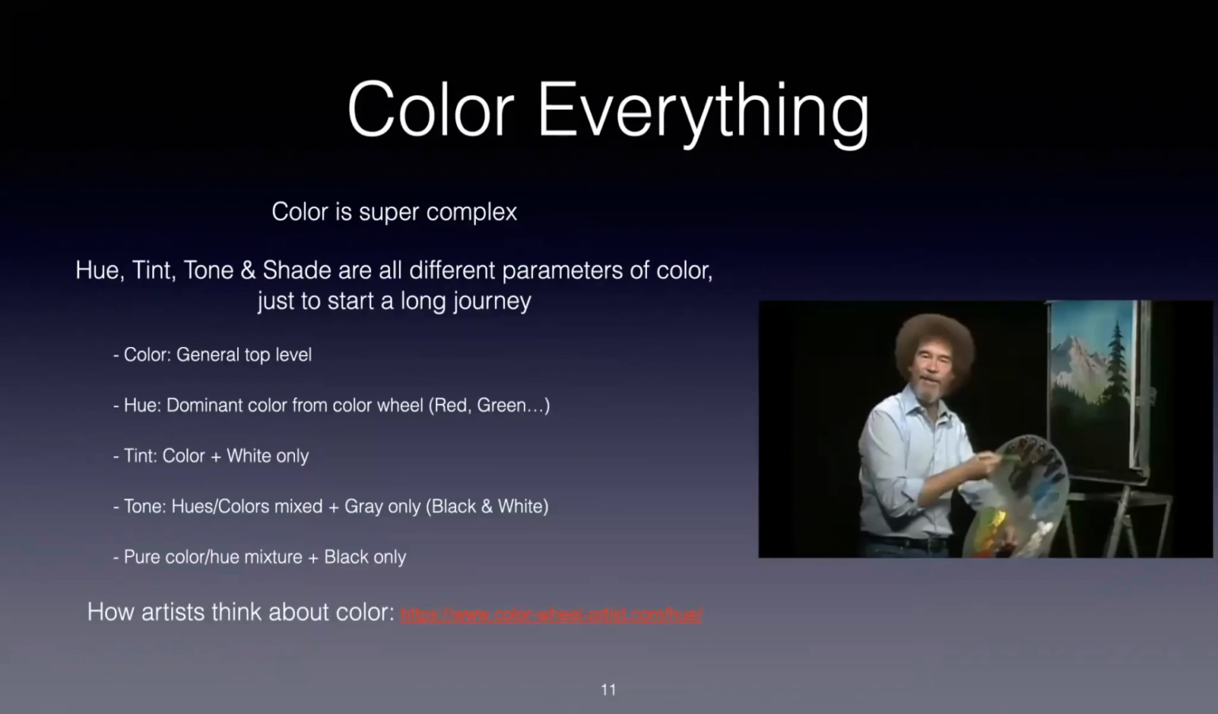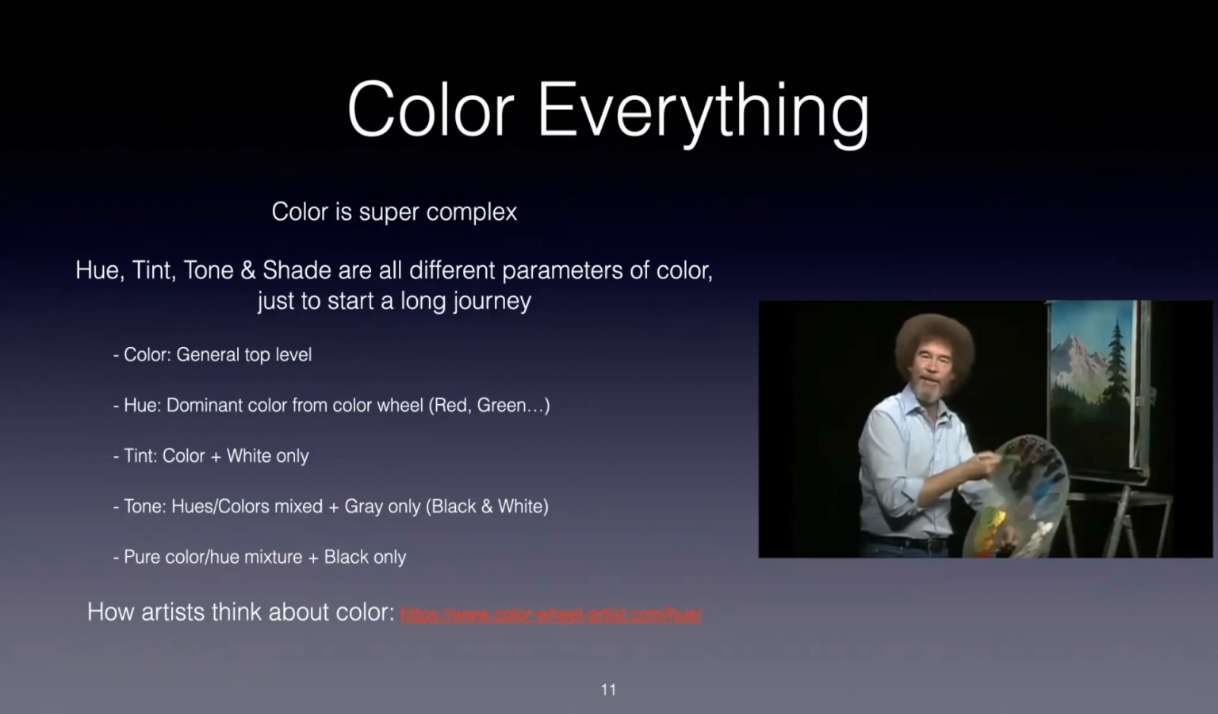There's hue, tint, tone, and shade, which are different parameters of color. Color is just the general top level. Hue is the dominant color on the color wheel, like red, green, orange. Tint is the color plus white only. Tone is the hues and colors mixed with gray only. Shade is the color mixed with black only.